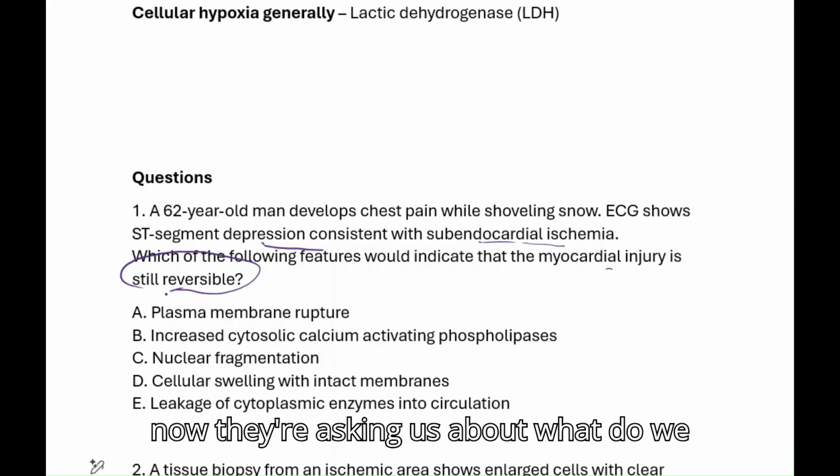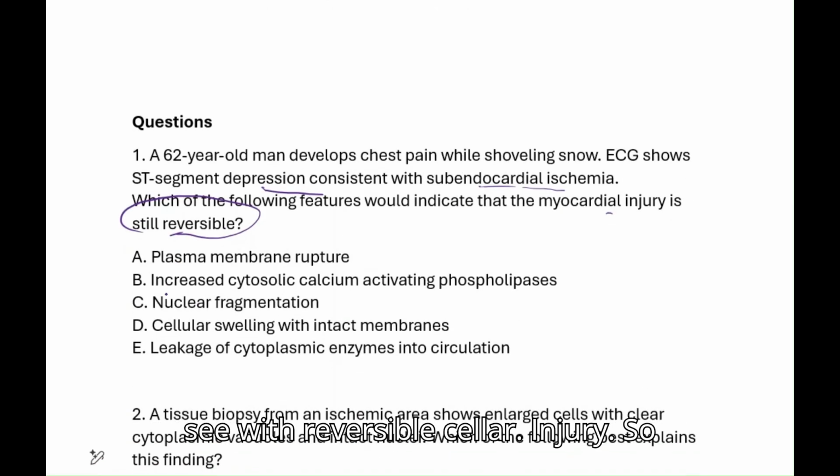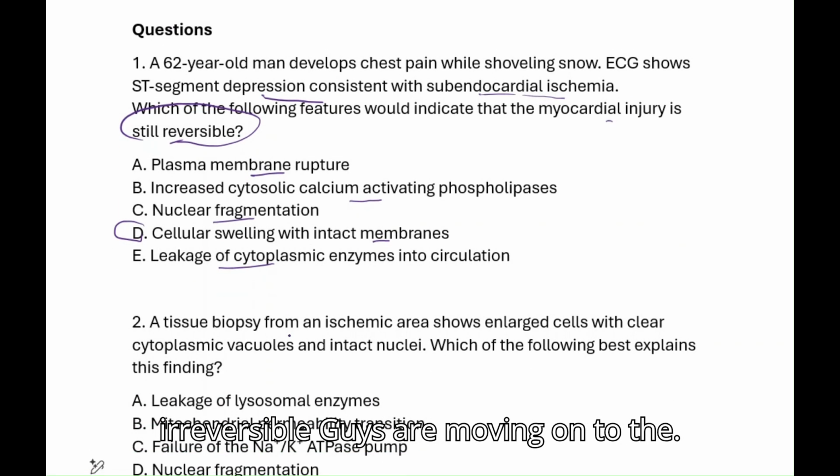So now they're asking us about what we see with reversible cellular injury. So what I'm looking for is something that appears as what? Cellular swelling. So I think the best answer here would be cellular swelling with intact membrane. Because once you start seeing things like rupture, increased calcium, nuclear fragmentation, leakage of cytoplasm, these are all irreversible, guys. Moving on to the next one.